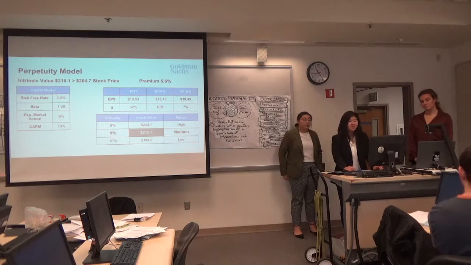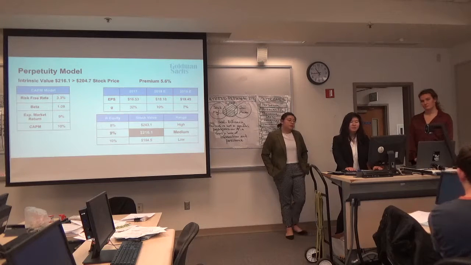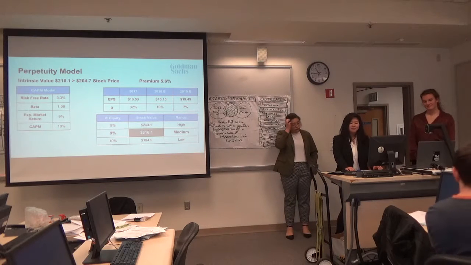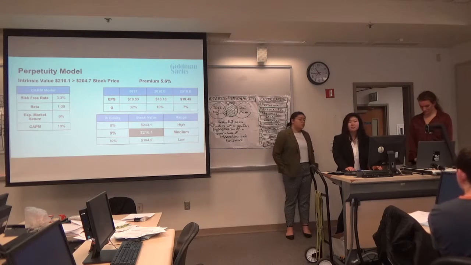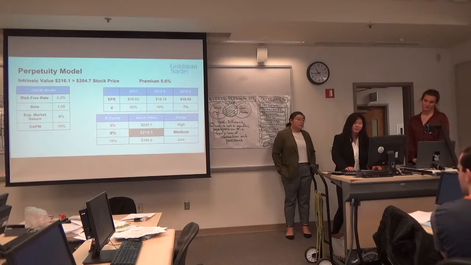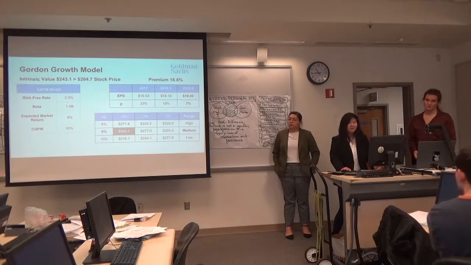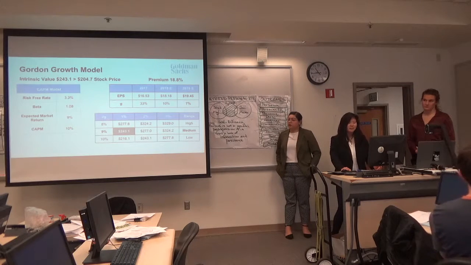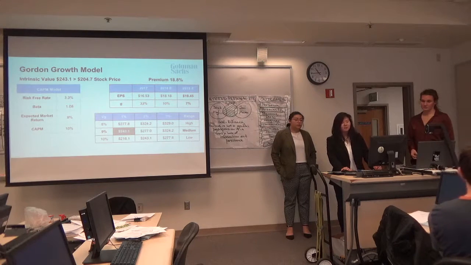So using the perpetuity model, we use the CAPM model, and we use the 9% return on equity, just because it's the median range, and we got the intrinsic value of 216.1, which is higher than the current stock price. Using the Gordon growth model, with the same CAPM model and a premium of 18.8%, we took the 9% growth rate with the 1% using the median range and got $243.1, which is again higher than the current stock price.